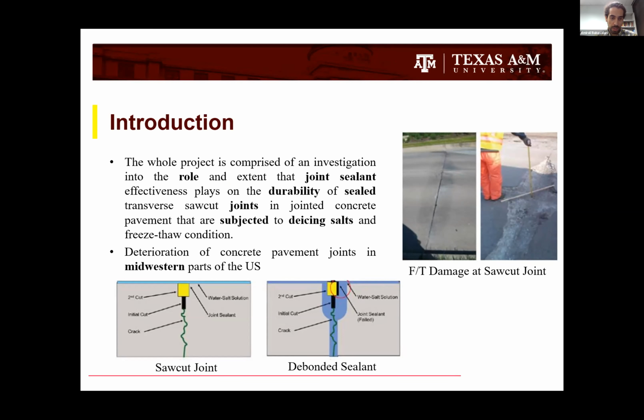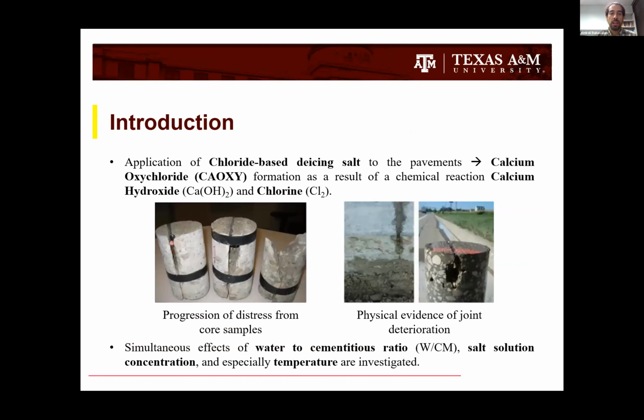In the picture on the left, you can see how the saw cut joints look. You can see different parts of that: the initial cut and second cut, and the joint sealant as well. In the right one, you can see that the debonded sealant, or joint sealant failure, leads to penetration of water and salt solution into the joints, which leads to the deterioration.